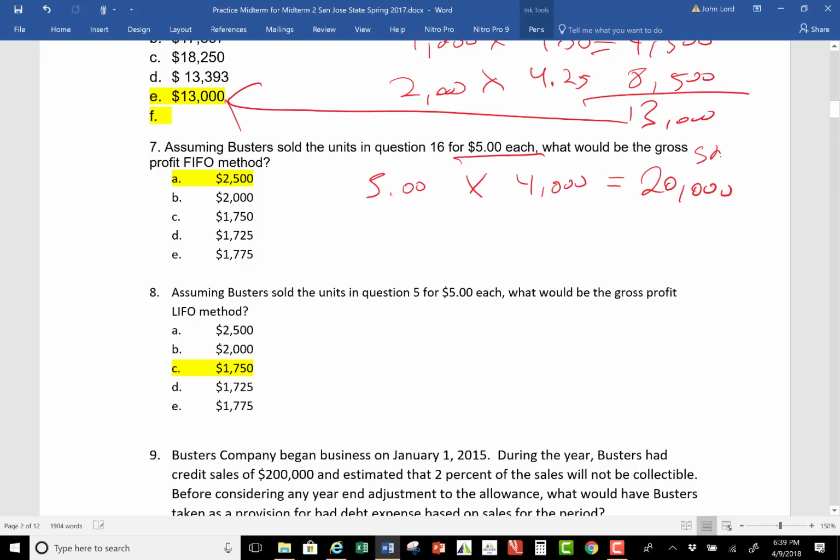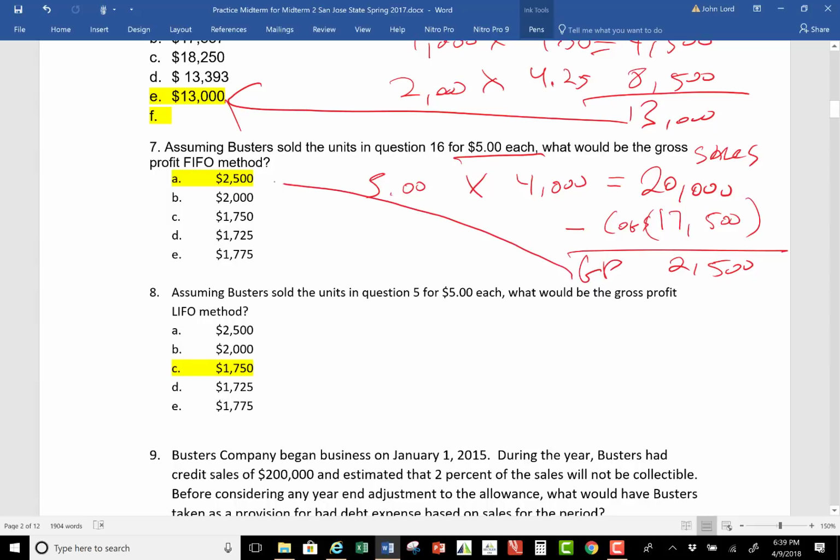Guess I'll write it here. Sales minus my what? Cost of goods sold. What did we say it was? 17,500. So I subtract that off. That gives me gross profit of 2,500, right? Okay, good. Who wants to do the LIFO one?